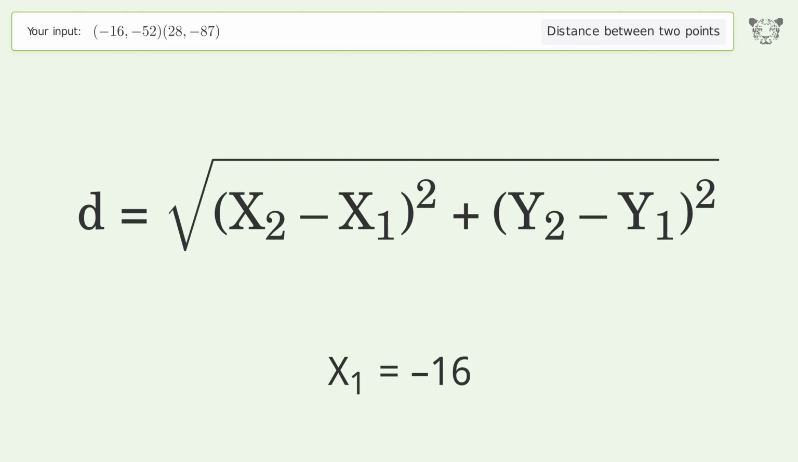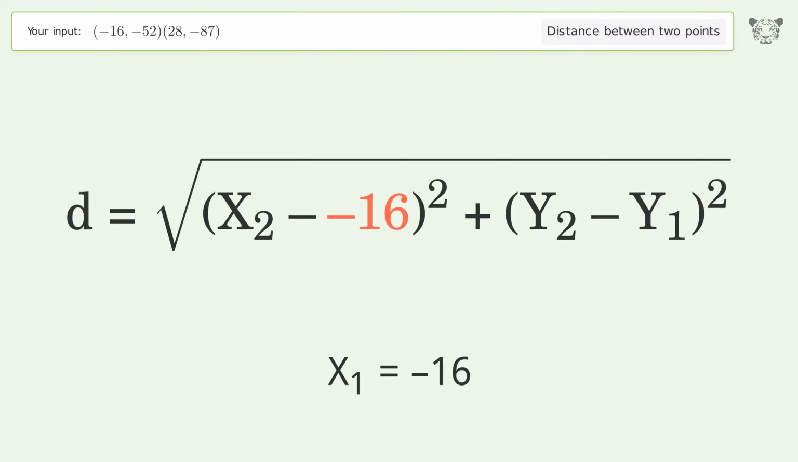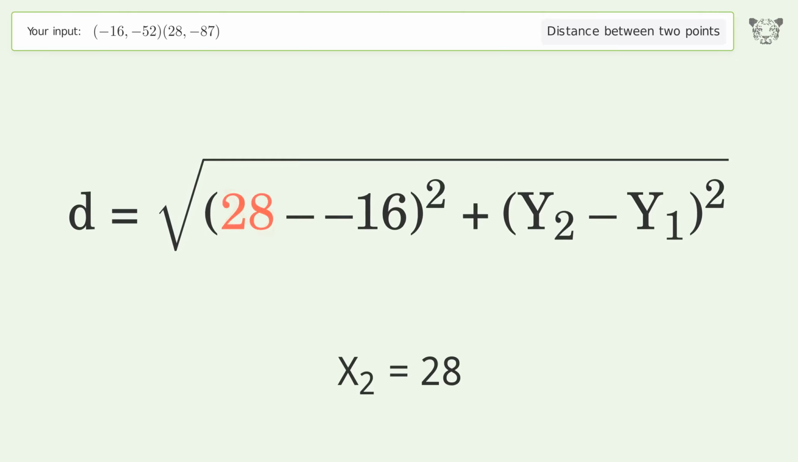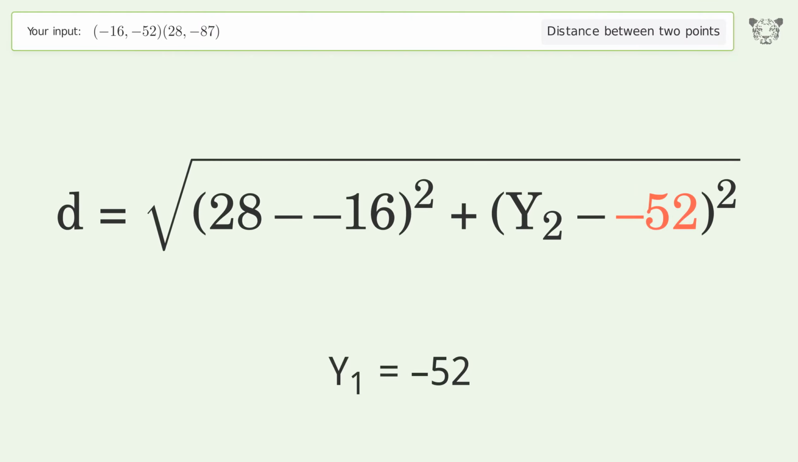x1 equals -16. x2 equals 28. y1 equals -52. y2 equals -87.